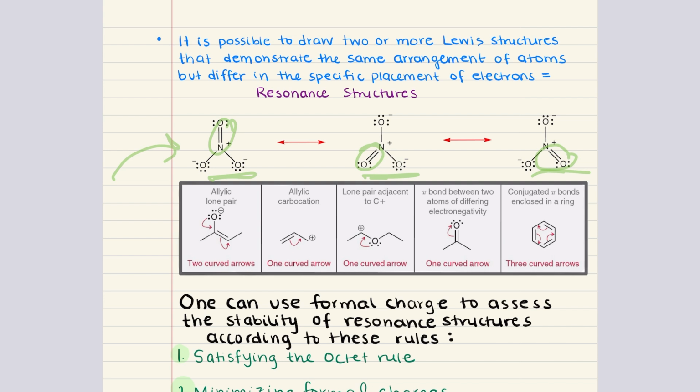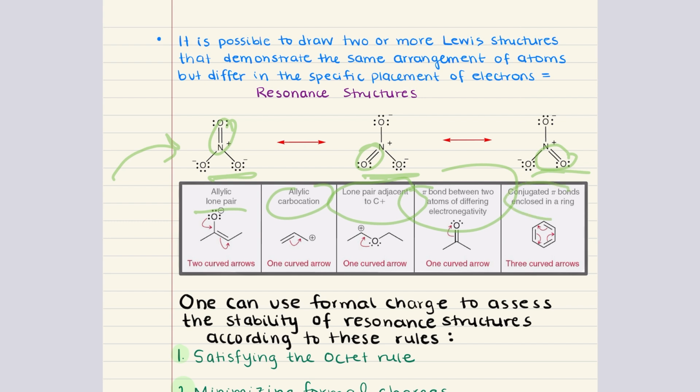Now, there are certain structural features that indicate the presence of resonance, and they include the following. Allylic lone pairs. These are lone pairs next to a pi bond that can be delocalized through resonance. Allylic carbocations. This is a positive charge next to a pi bond that can also be stabilized by resonance. Lone pairs adjacent to carbocations, so lone pairs on electronegative atoms can donate electron density to stabilize a nearby positive charge. There's pi bonds between atoms of differing electronegativity. So the more electronegative atom can then stabilize a negative charge through resonance.